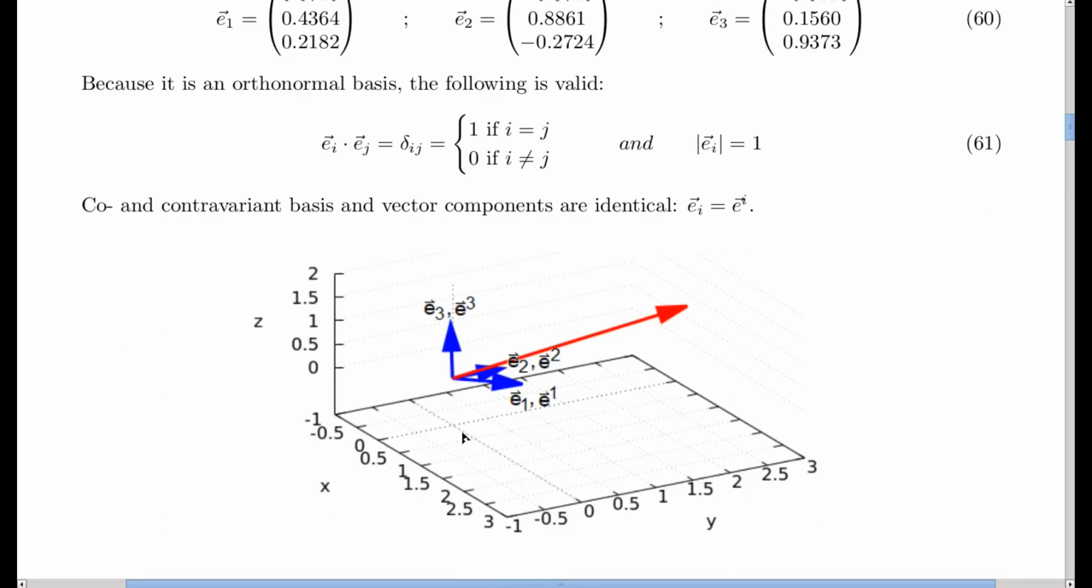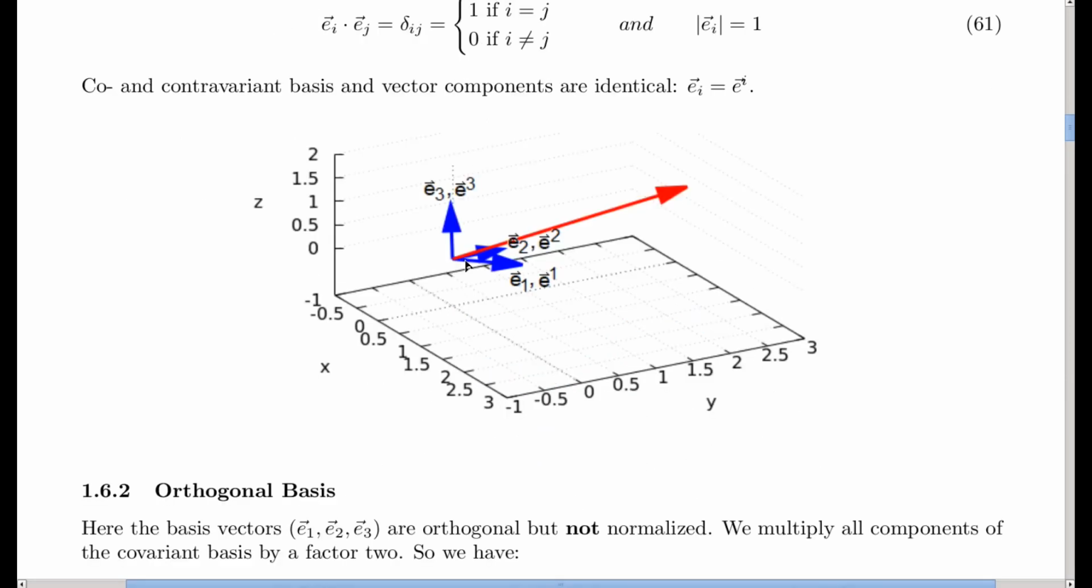Here we have the 3 or 6 basis vectors in a diagram, E1, E2, E3, co- and contravariant. E1 co- and contravariant is the same. That's an exercise for the students to show that here this is an orthonormal basis.